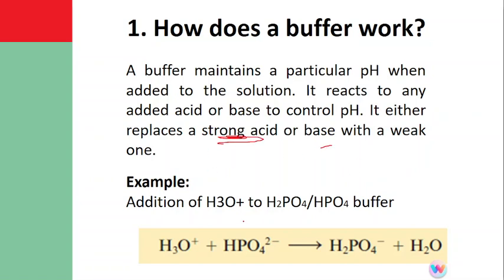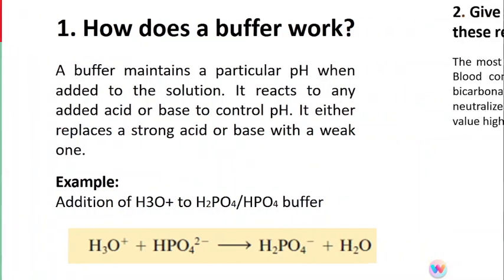So, this is our example. The explanation is, since hydronium ion is added, which is an acid, the one that will react in the buffer is the conjugate base. Okay? That's why the reaction would be this one. That is how a buffer works.